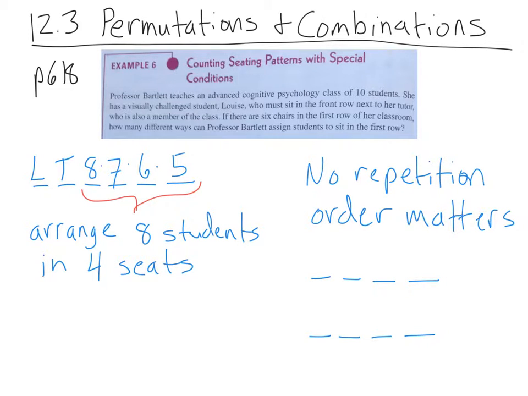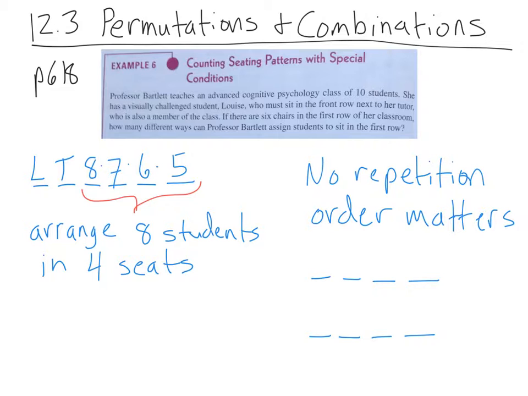Hey everyone, this is 12.3 Permutations and Combinations. I want to bring your attention back to example 6 on page 618. This is where we had this psychology class. We had 10 students, we had 6 chairs in the front row, and Louise had to sit next to her tutor. We had to figure out how many ways we could do that.